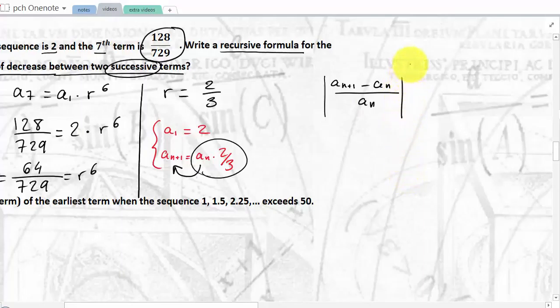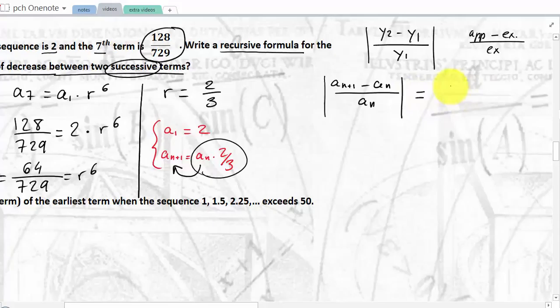We have seen this formula before. You remember (y2 minus y1) over y1. That is the percent of increase or decrease between y2 and y1. We've also used the formula when we looked at approximation: approximation minus exact, divided by exact. That's the same formula. It's a percent of increase or decrease. All right, let's go over it.